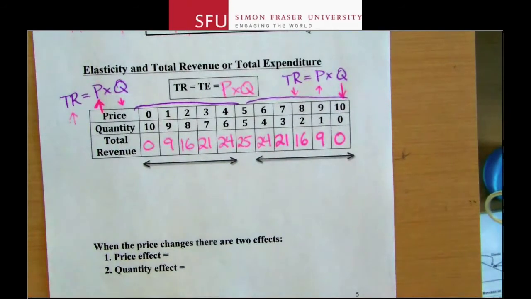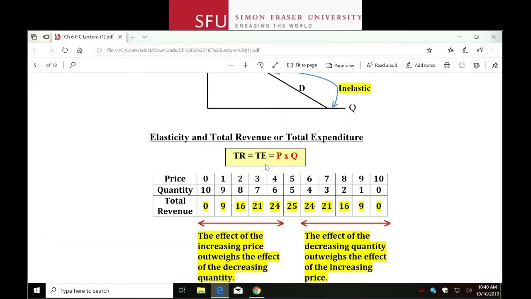Good. Okay. So I'll switch over here. I've got some notes now to go under the table. Okay. So in the beginning of the table, the effect of the price outweighs the effect of the decreasing quantity. So you raise your price, decrease the quantity, but the price change is more significant. And then on the other side of the table, it's the opposite.